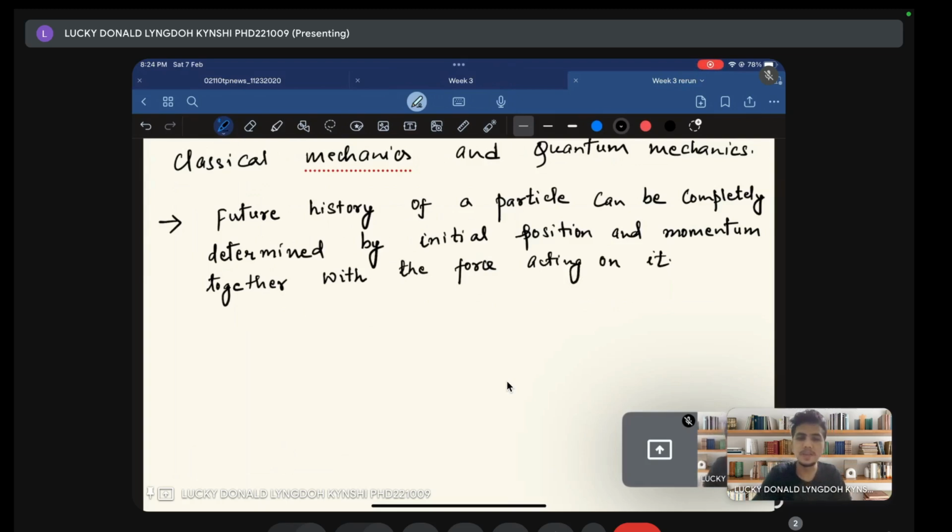Okay, what does it mean? It means that according to classical physics, the future state of the system, or the state of the particle at any point of time, we can completely determine if we know the initial position as well as the initial momentum of the particle. That means at any time t we can easily find out the exact position and the exact momentum.